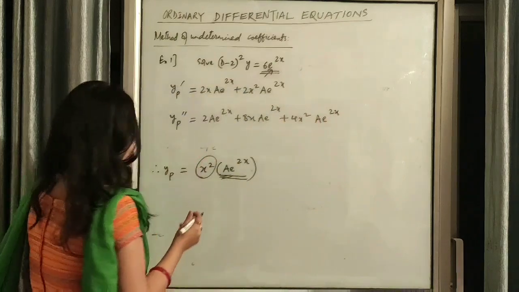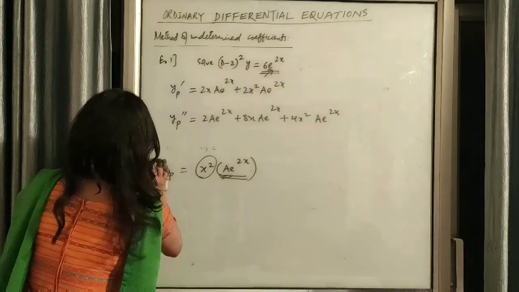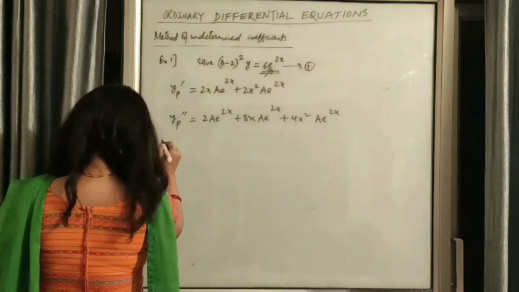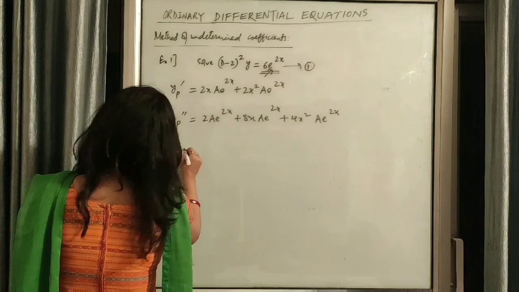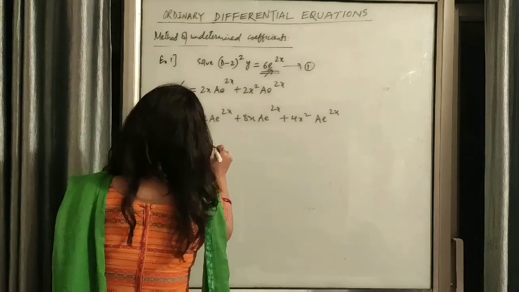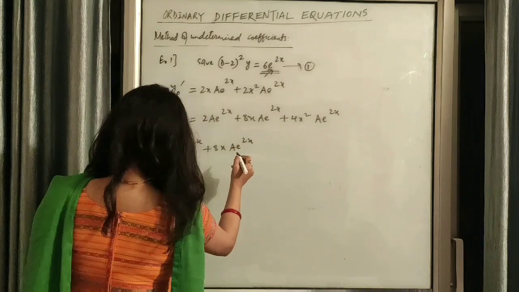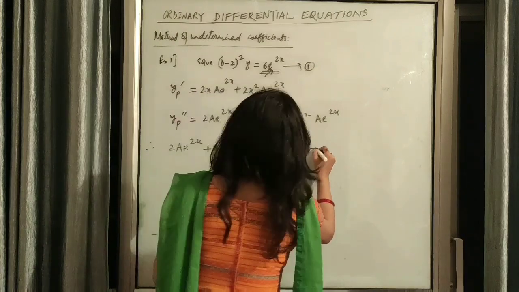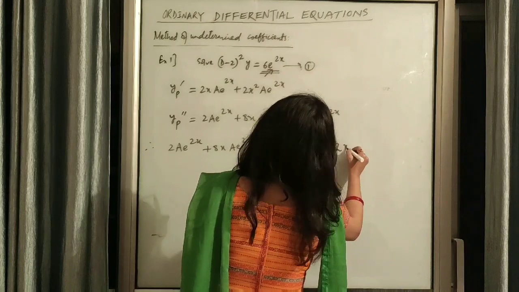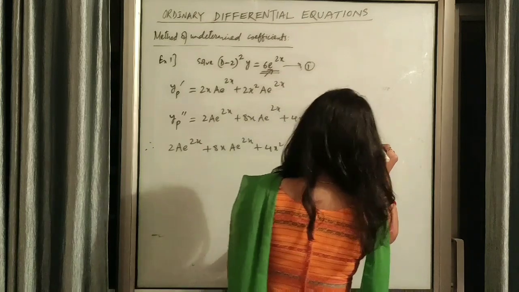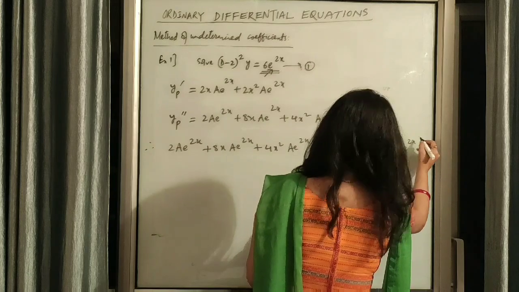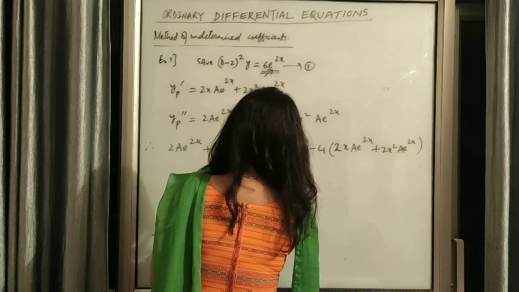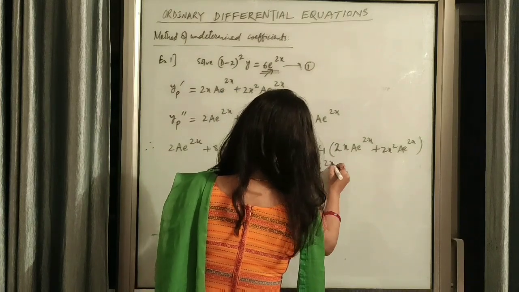Now substituting yp dash and yp double dash in the given differential equation, we have 2a e^(2x) plus 8x a e^(2x) plus 4x² a e^(2x) minus 4 times 2x a e^(2x) plus 2x² a e^(2x) plus 4x² a e^(2x) is equal to 6 e^(2x).